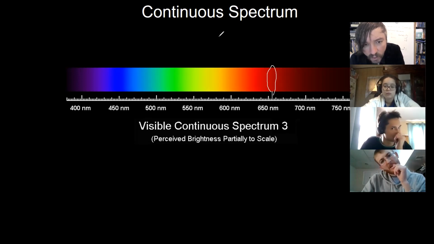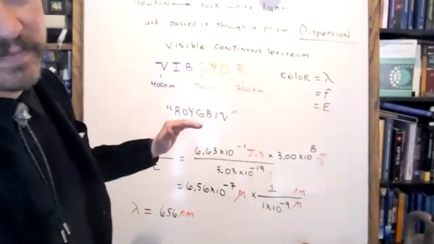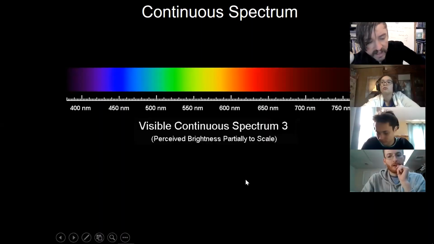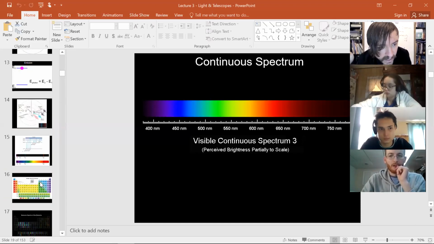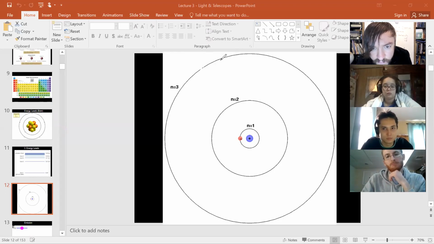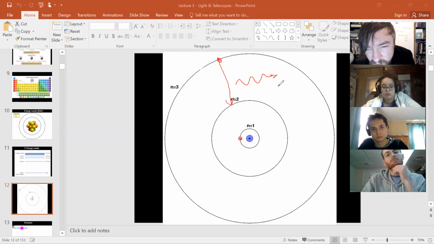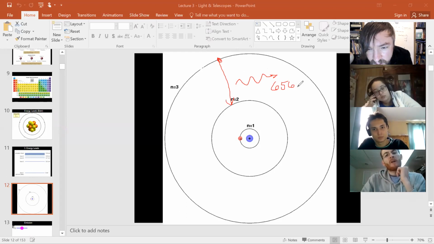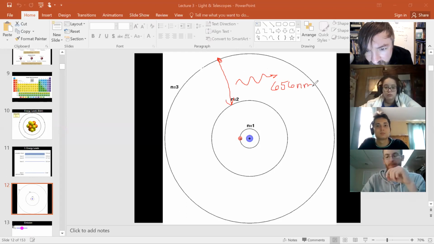Okay. So what we have learned is, let's go back to our hydrogen atom for a second. If I have a hydrogen atom and I have an electron that drops from orbit 3 down to orbit 2, it will release a unique photon, which is a pure red photon with a wavelength of 656 nanometers. This is the emission line, or the 3 to 2 transition of hydrogen.